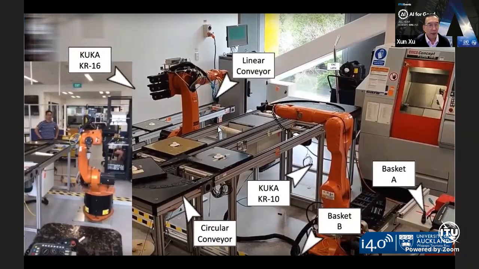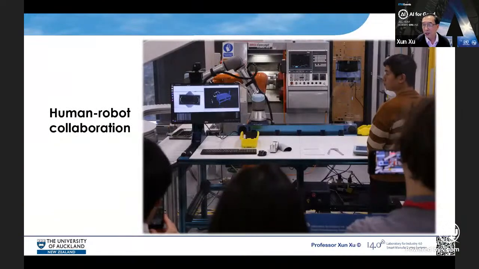So I did mention the assembly workstation. The cell has since been upgraded, and these are the added assembly workstations. My students are working on the assembly workstation. You can see there's a UR5 robot there. So the conveyor has been replaced.